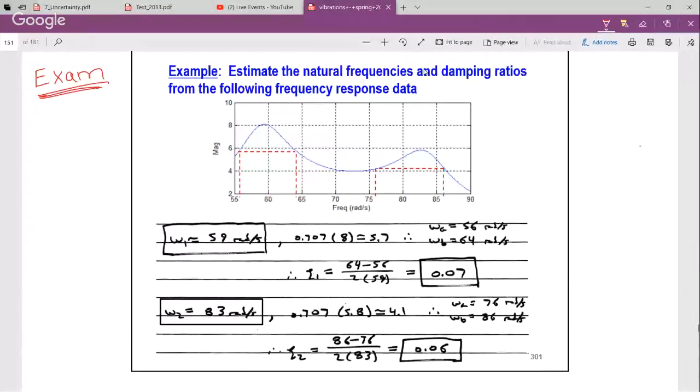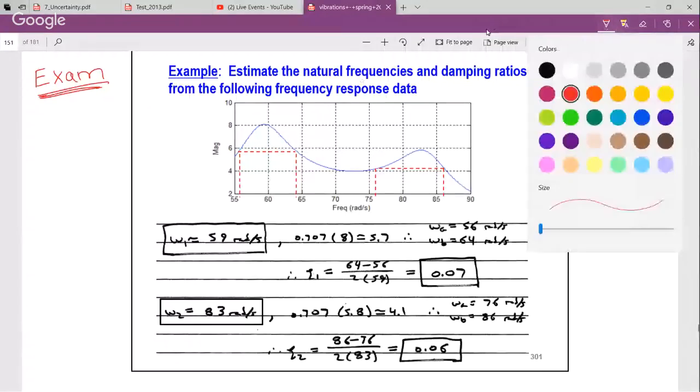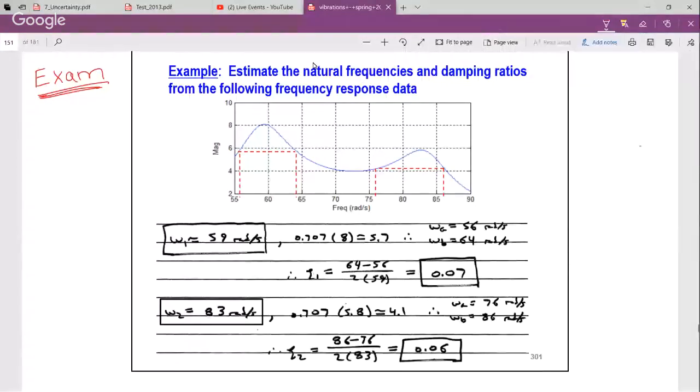So in this case, the problem is: estimate the natural frequencies and damping ratios from the following frequency response data. What is this data? Well, this is the magnitude versus frequency of a frequency response measurement. And so we see, what do we have? Over the frequency range shown, 55 to 90 radians per second, we have 2 peaks. So our first natural frequency is approximately 59.